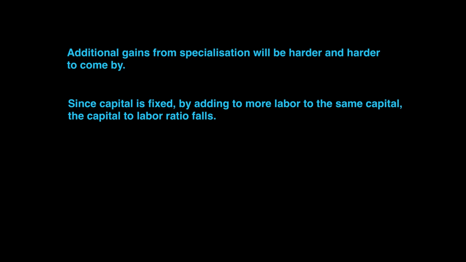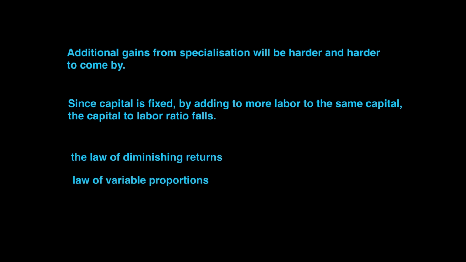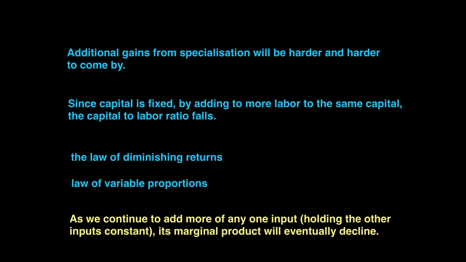And this is called the law of diminishing returns or law of variable proportions, which states that as we continue to add more of any one input holding all other inputs constant, its marginal product will eventually decline. Now we also say this, that the law of diminishing returns is a physical law and not an economic one. It is based on the nature of production, on the physical relationship between inputs and output with the given technology.